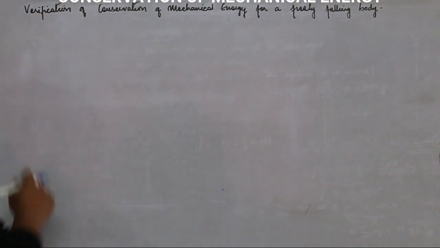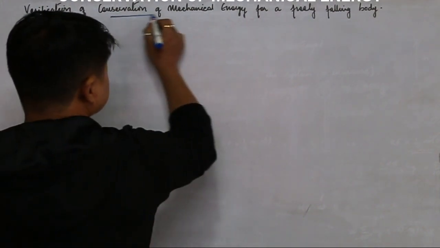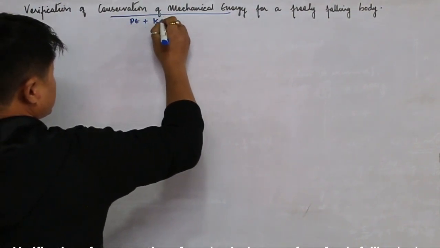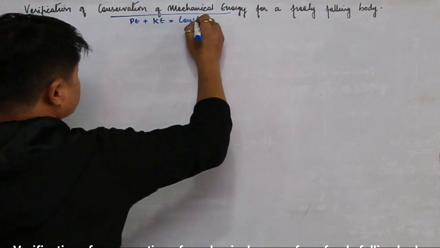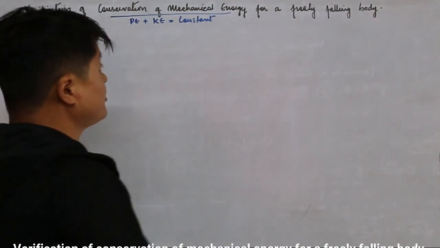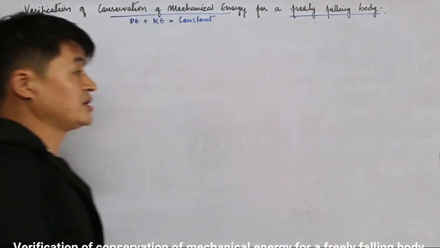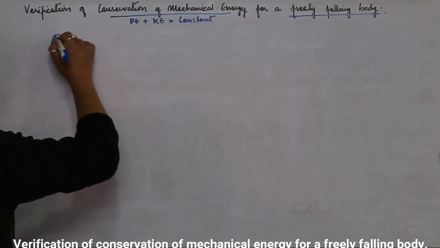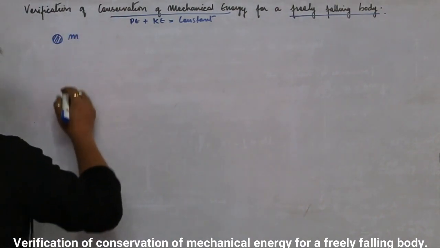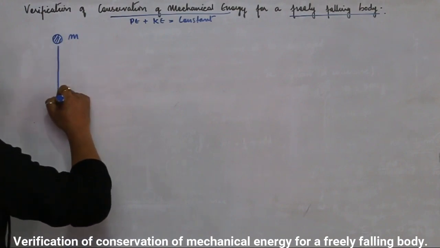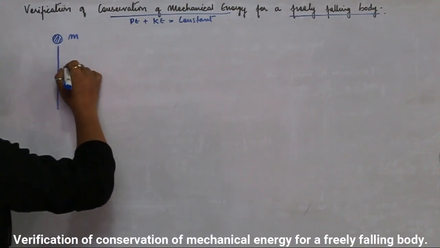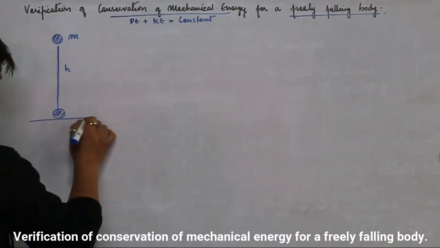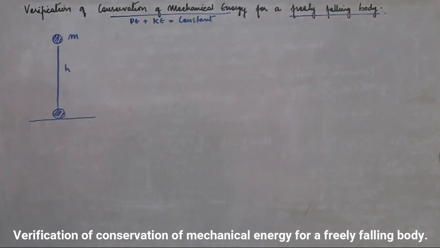Let's do the verification of conservation of mechanical energy. Conservation of mechanical energy is nothing but potential energy plus kinetic energy is constant, for a freely falling body. So let a body of mass m be falling freely from a height h above the ground under the force of gravity.